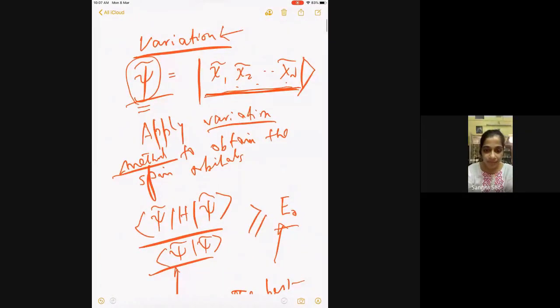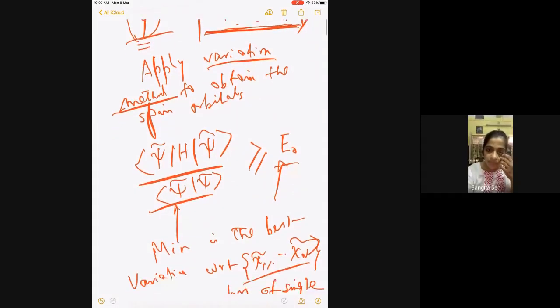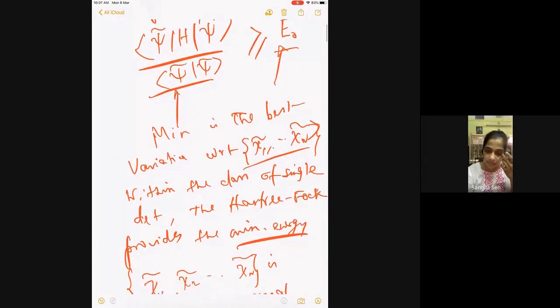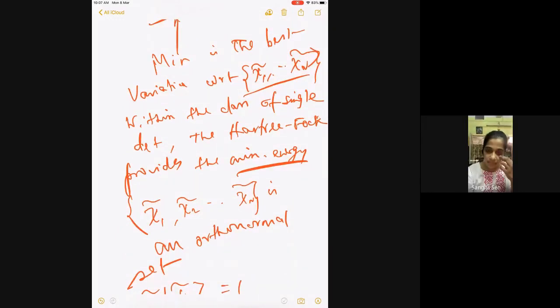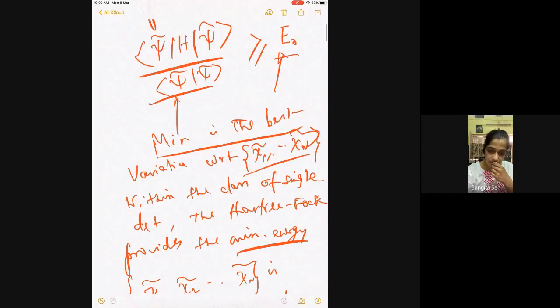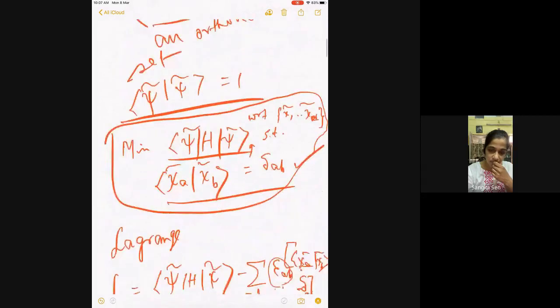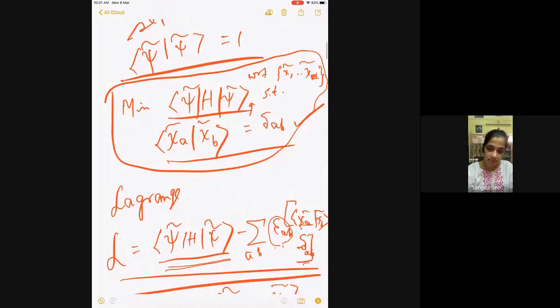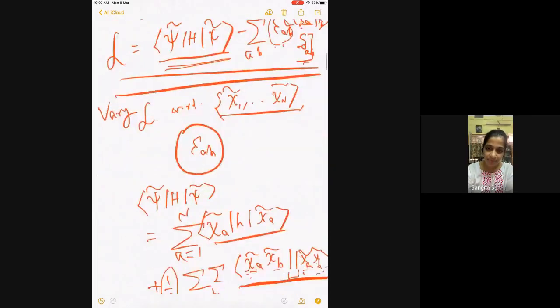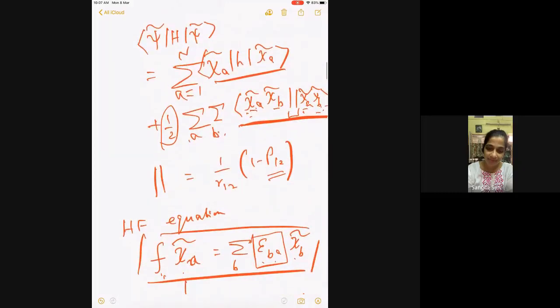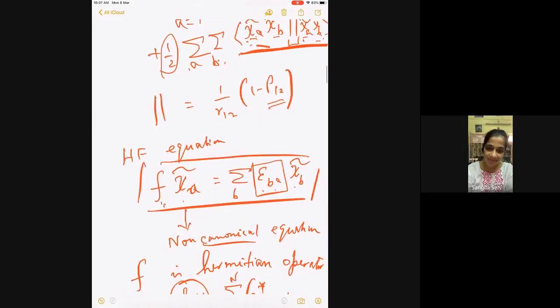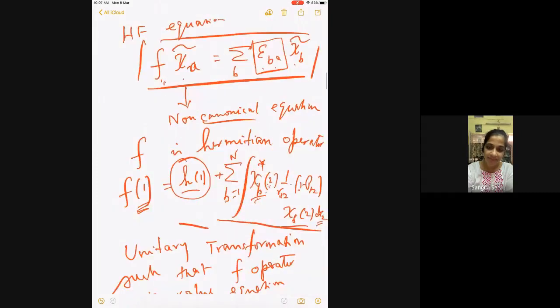So you can very quickly see what I did. I just said what is Hartree-Fock: apply the variation method, and the minimum is the best within the class of single determinants. Hartree-Fock provides the minimum energy, and that is best because of the variation method. I also explained that this is a choice, so within this choice it becomes a constrained variation. The minimum is only subject to this, so that brings in the Lagrange variation, the Lagrange multipliers. Then I expanded this, and that brings in the Hartree-Fock equation, which is non-canonical because of this.